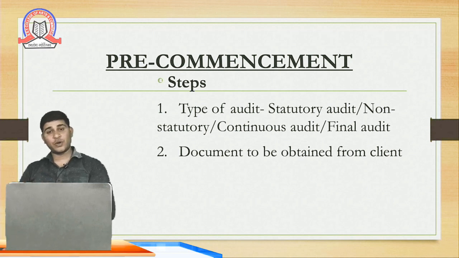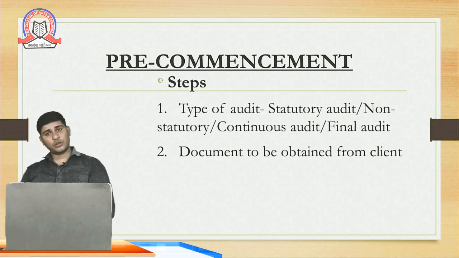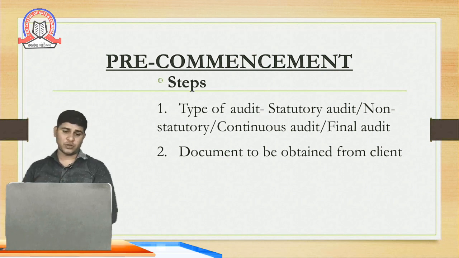He also tries to analyze the earlier years' reports, so he understands which areas he needs to focus on more. Normally, while planning, the auditor must check which types of audit there are. A statutory audit is compulsory, and its process, ways and methods are well known in advance. Under a non-statutory audit, there is no such compulsion. So the auditor first of all checks which type of audit it is: statutory, non-statutory, or continuous audit.